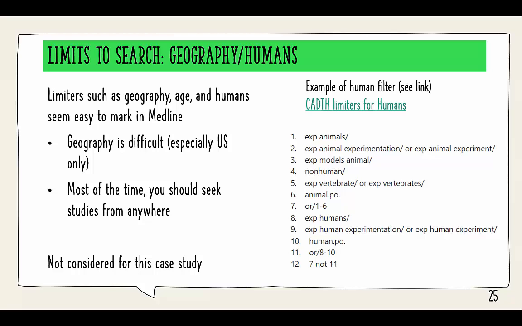And this is where looking for, especially, a validated filter on any of those is really helpful. So I put in here, maybe some of you have seen the Cochrane limiter, which is pretty short. It's like explode animals, not humans, and then you NOT that one out. This is a little bit longer one from CADTH. In our practice, we use a version of this one plus a little bit of other terms that we found to try and limit it down a little bit more even than what Cochrane does. So it's good to see what other people are doing.